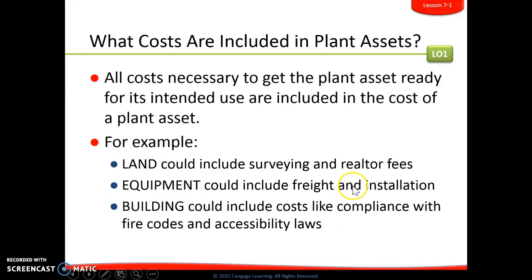Equipment could include freight and installation. So the shipping of that equipment and then maybe the installing of that equipment would also be included in the cost. And then building could include costs like compliance with fire codes and accessibility laws. So maybe we bought a building, but we need to change some things to make it up to code for fire codes, or maybe there are some things that we need to make it handicapped accessible. That would also be included in the cost of the building.